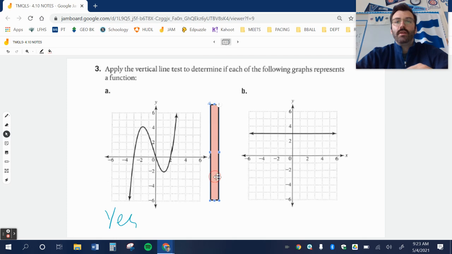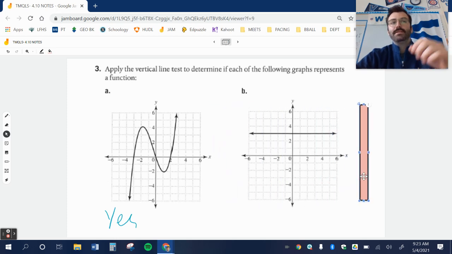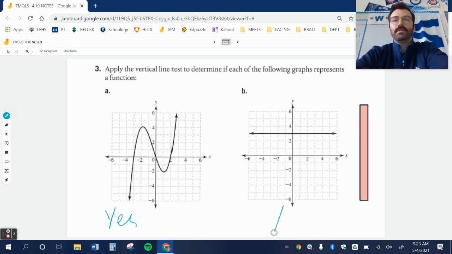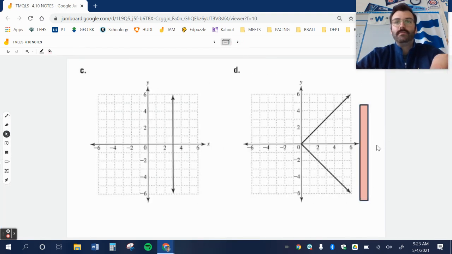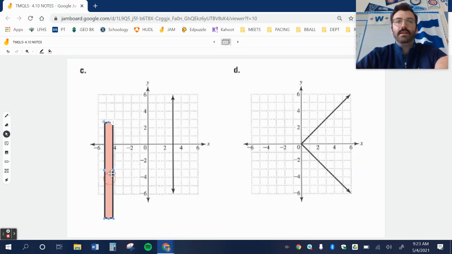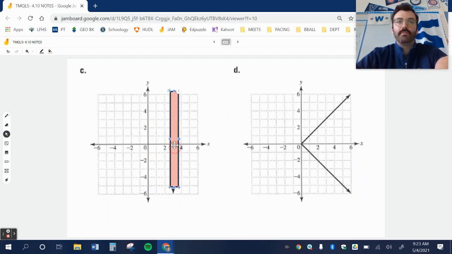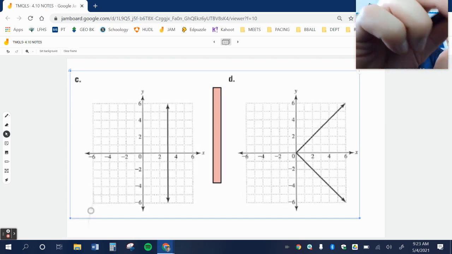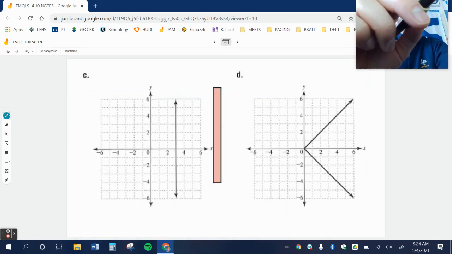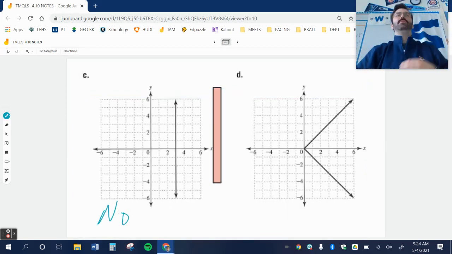Same idea, run it across this line. Holy buckets, it only hits this once. This is also a yes. Even though it's a horizontal line, don't let that fool you. All right. Our next, C and D. Part C, well, if I put my pencil over this straight line, this vertical line, boom, it hits it a lot of times. It hits it infinitely many times. So this is an example of a no.